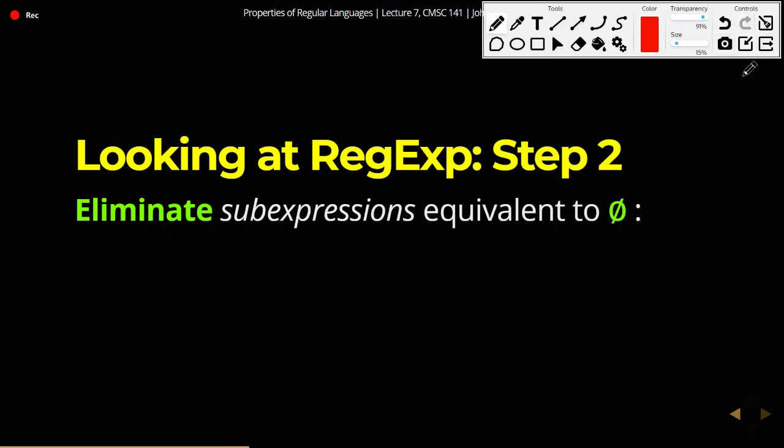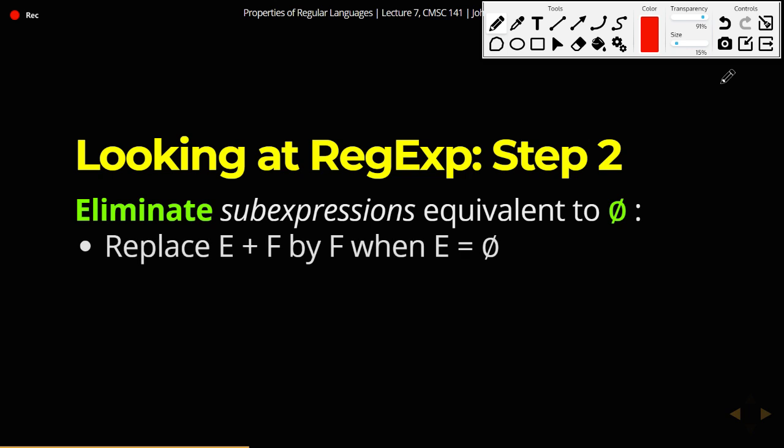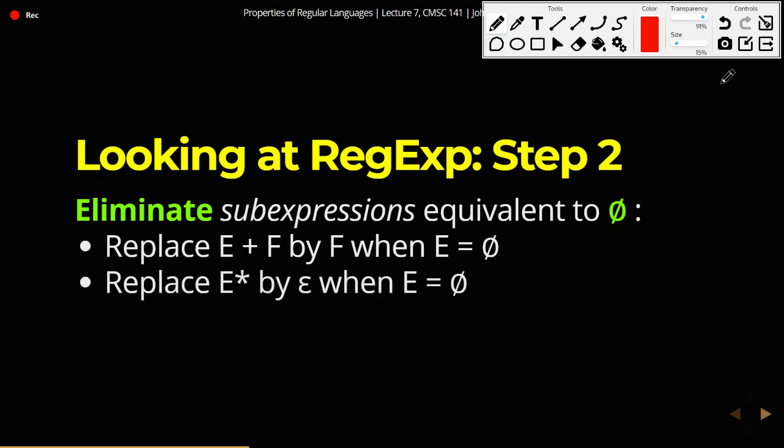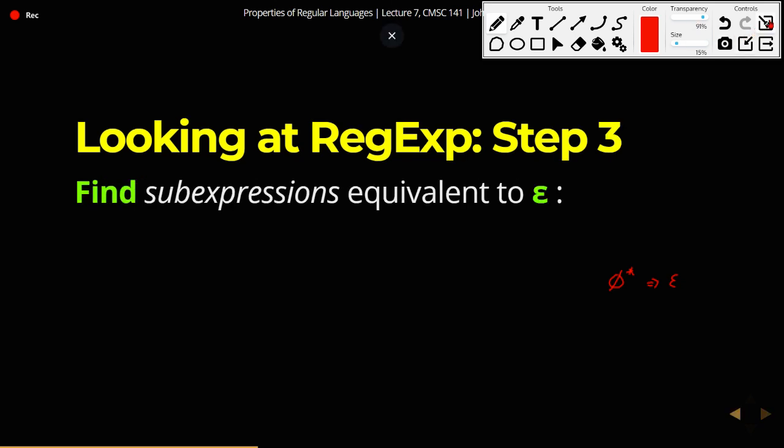And then next we will eliminate the sub-expressions that are equivalent to null. So we will replace E plus F by F when E is null. We'll simplify that one, and we'll also replace E star by epsilon when E is null. So if you have something like null star, then just replace that with epsilon, because if you take the closure of something, you have at least epsilon, right?